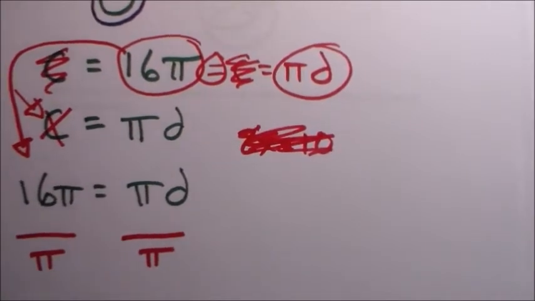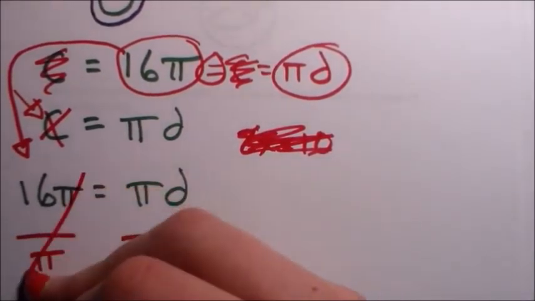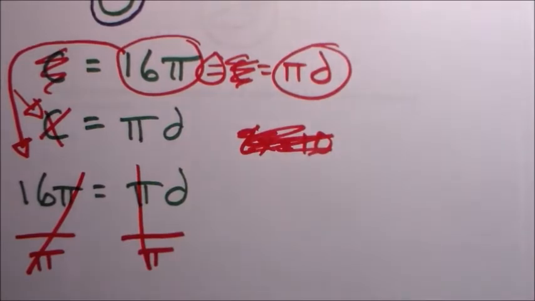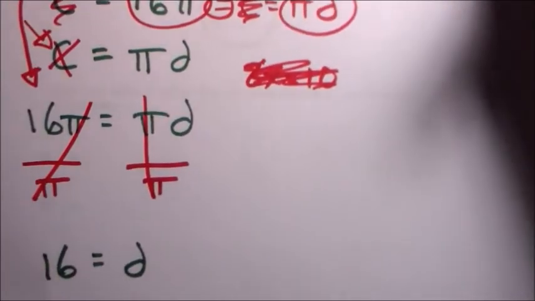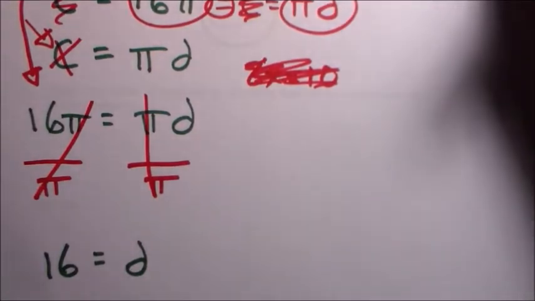Some people get weirded out. We can divide both sides by pi. You bet we can. Divide each side by pi. The pi's cancel out, and we get the diameter is 16. The diameter is 16. Okay.